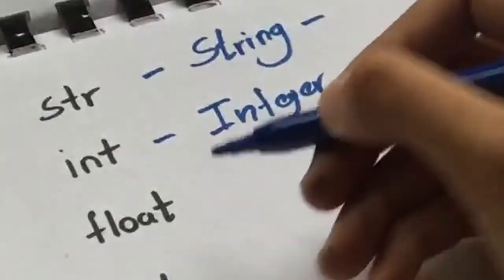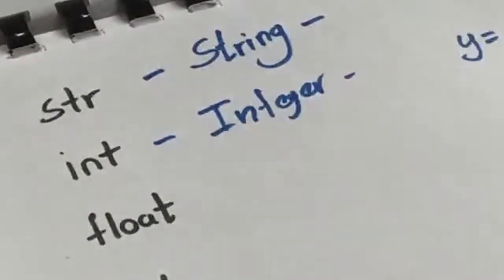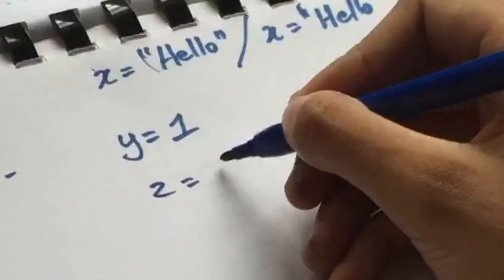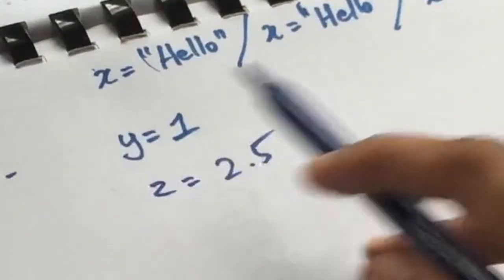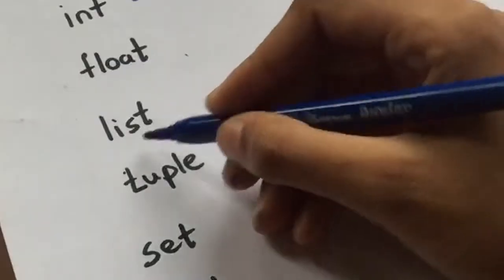Float means basically the same word we use. Float is used to declare a number with decimal places. For example, 2.5. So this is not a whole number. This is not an integer. So we use this data type. List is a very important topic.